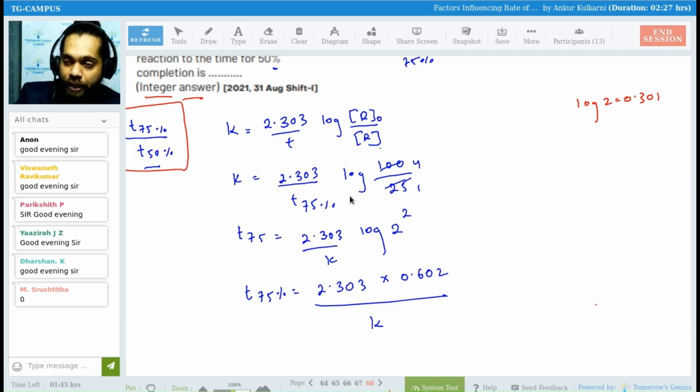You have only till order 1. You can go to the N order, you can still do it for the N order, but you have till order 1 only, 0 and 1.